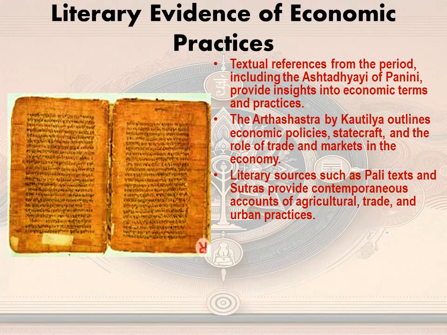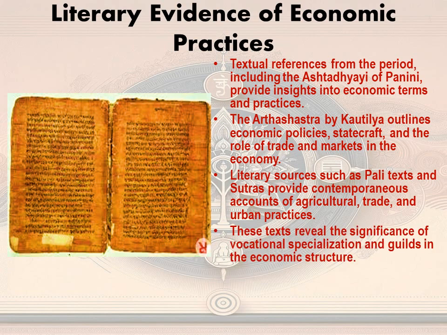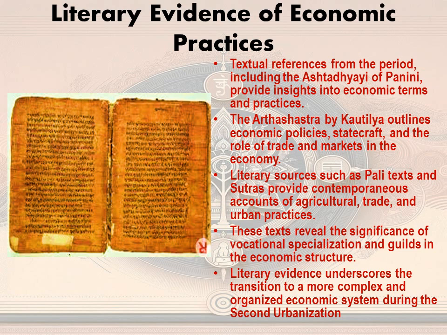Literary sources such as Pali texts and Sutras provide contemporary accounts of agricultural trade and urban practices. So the Pali texts and also the Sutras give us a lot of information about the agricultural trade and the urban practices of the period. These texts reveal the significance of vocational specialization and guilds in the economic structure. So there was existence of different trading guilds and vocational specialization during the time of second urbanization. Literary evidence underscores the transition to a more complex and organized economic system during the second urbanization.